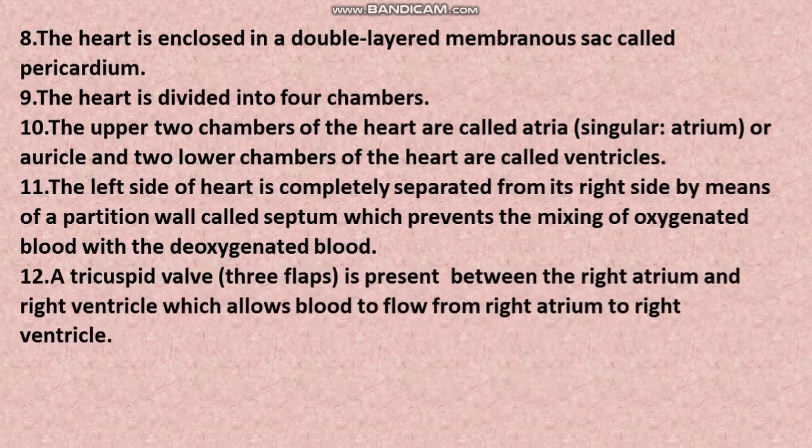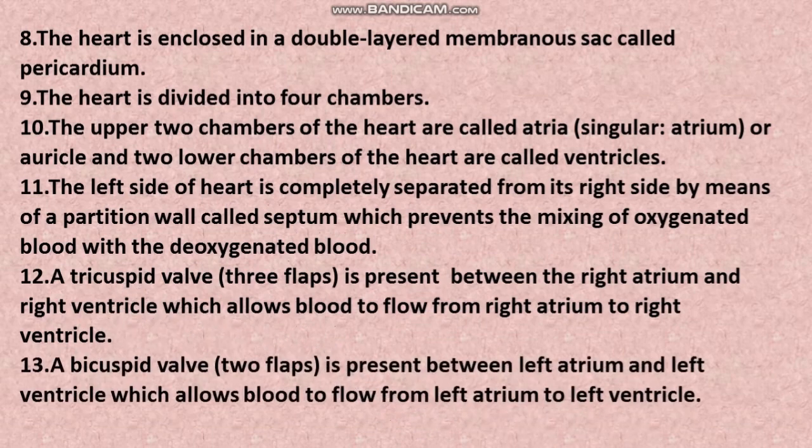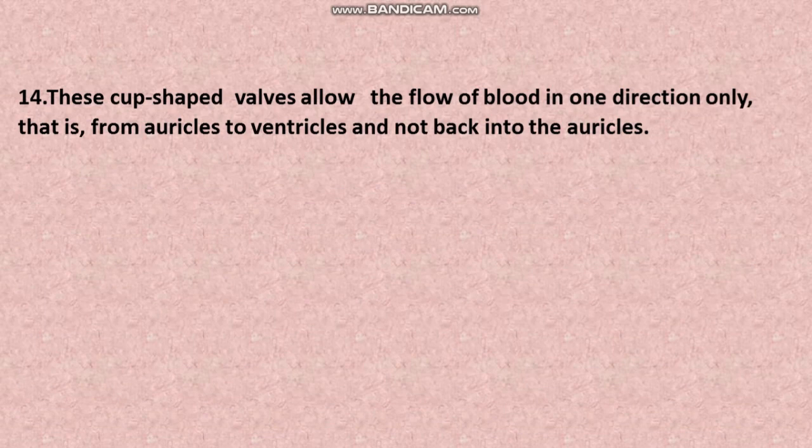A tricuspid valve is present between the right atrium and right ventricle, which allows blood to flow from the right atrium to the right ventricle. A bicuspid valve is present between the left atrium and left ventricle, which allows blood to flow from the left atrium to the left ventricle. These cup-shaped valves allow the flow of blood in one direction only, that is from auricles to ventricles and not back into the auricles.